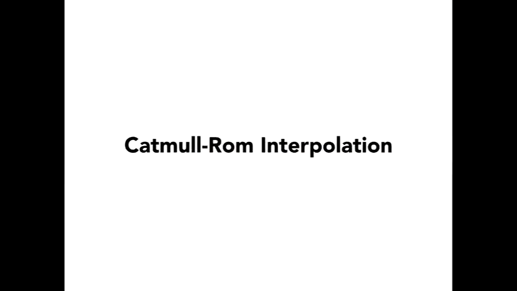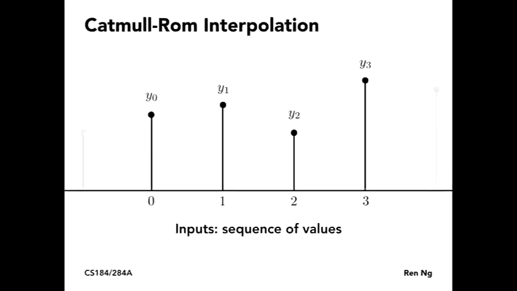Catmull-Rom interpolation is the second one I want to show you. This is just a different interpolation scheme. The main reason I'm showing you this is to show you that there are many other ways you could imagine trying to shape the kind of smooth surfaces that you want to specify. So here's a different one.